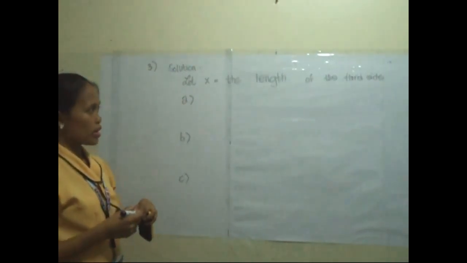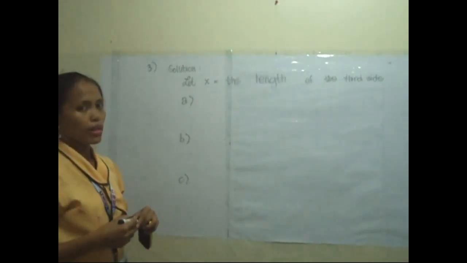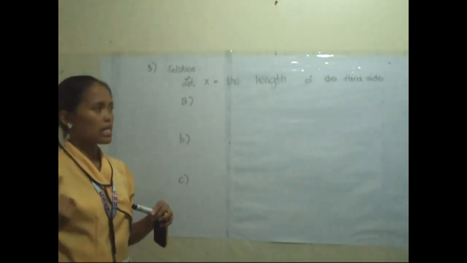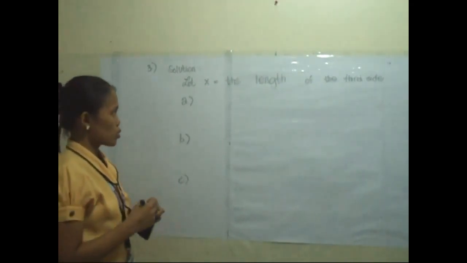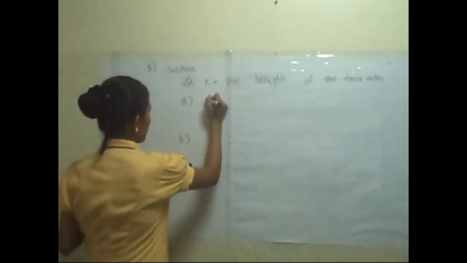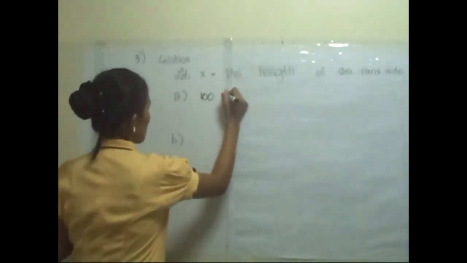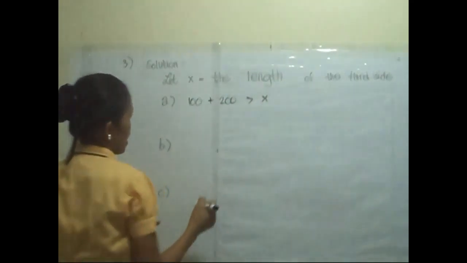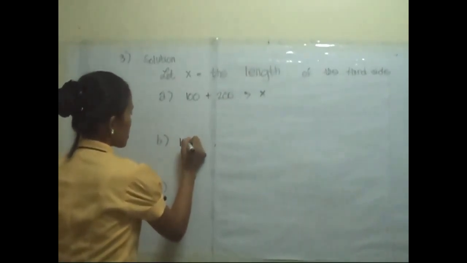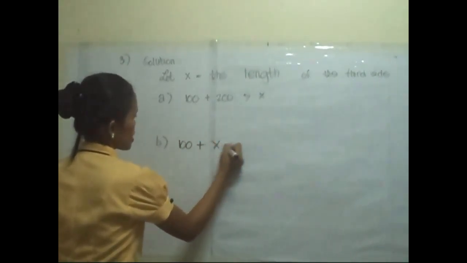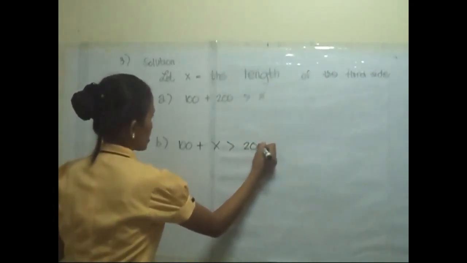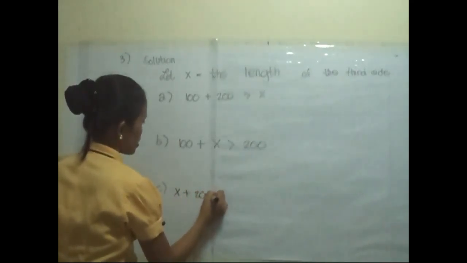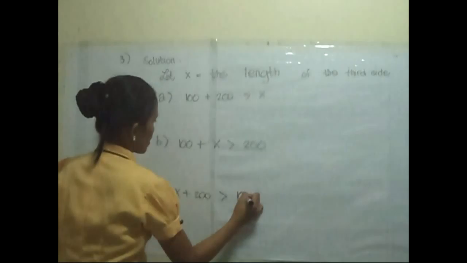So again, as in example number 2, we need to have the inequalities using the triangle inequality theorem, and these inequalities must be true. So let's have the first inequality: 100 plus 200 is greater than x. And letter B, we have 100 plus x is greater than 200. And x plus 200 is greater than 100.